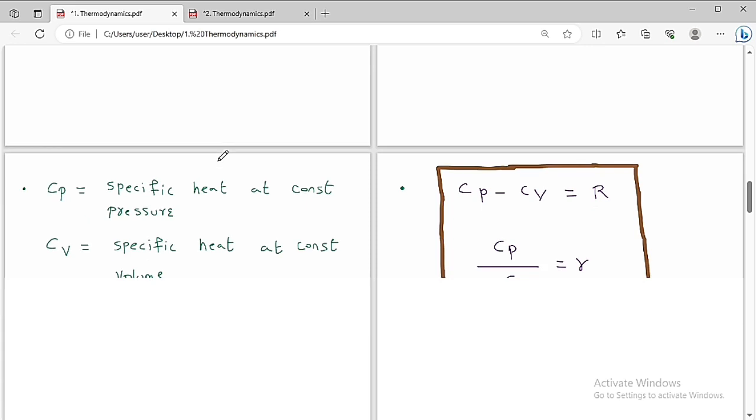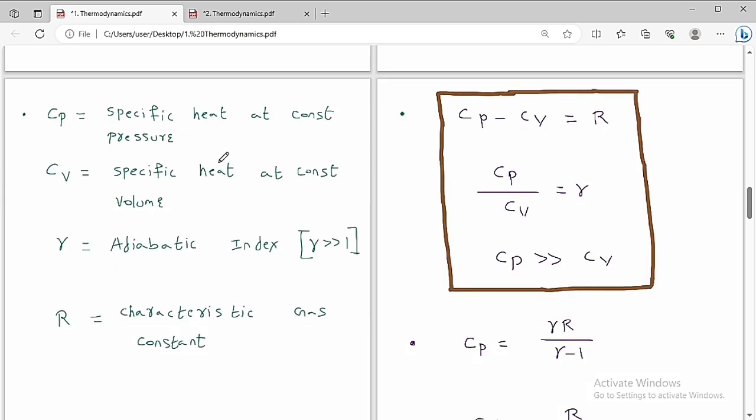Okay. Now let's go for the other concept. Now I am going to tell you regarding the relation between the CP as well as CV. I will try to give some formulas of the CP as well as CV in a very detailed manner. What is CP? CP is called as the specific heat at the constant pressure. And what is CV? Specific heat at the constant volume.